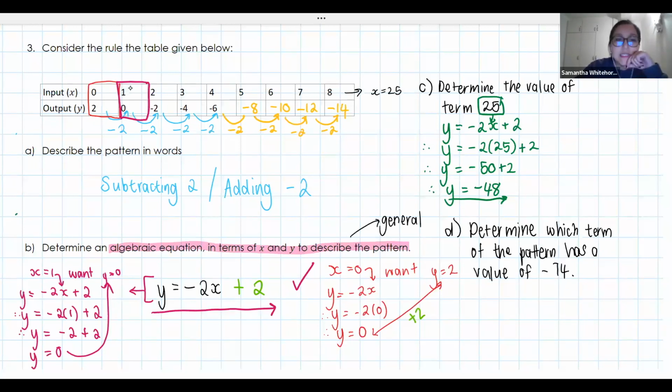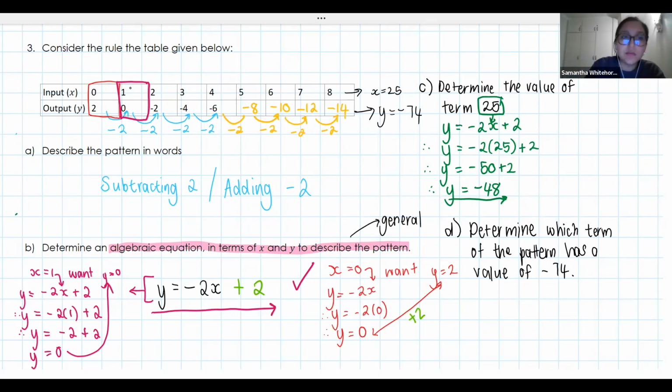Right, so the phrasing is a little bit different. Essentially what it's saying is this pattern will keep going, and at some point in this y output line, you would write down a value of negative 74. I want to know what is the corresponding x term. Which term in the sequence is going to be negative 74?